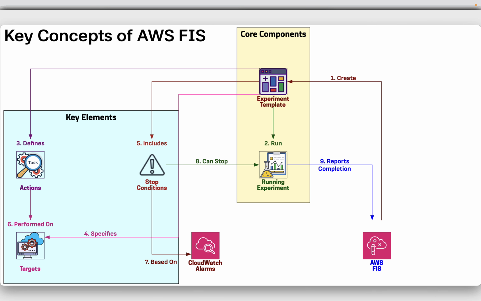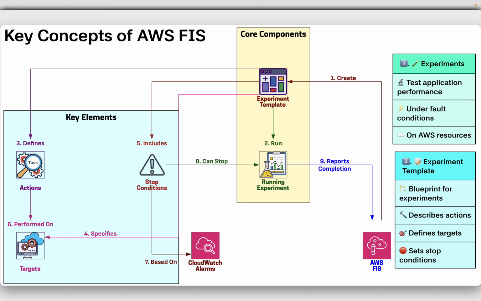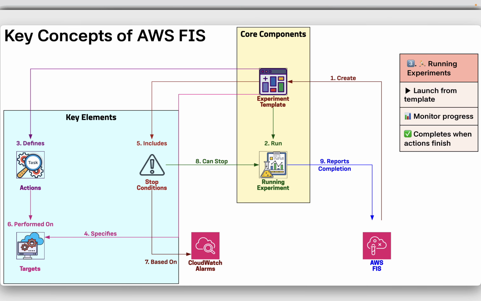So key concepts of AWS FIS. First, experiments. You run experiments on your AWS resources to test how an application or system performs under fault conditions. An experiment template is like a blueprint. It describes the actions, targets, and stop conditions for the experiment. Running experiments: after you create a template, you can use it to run an experiment. While the experiment is running, you can check its progress. The experiment finishes when all actions are complete.